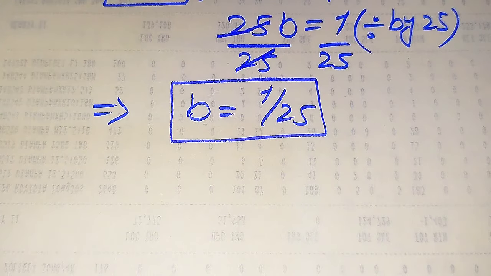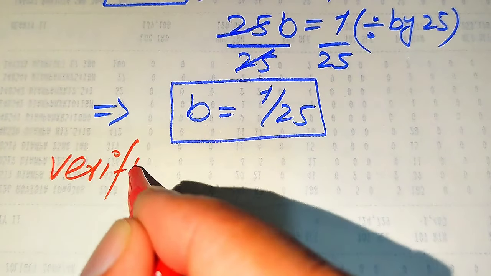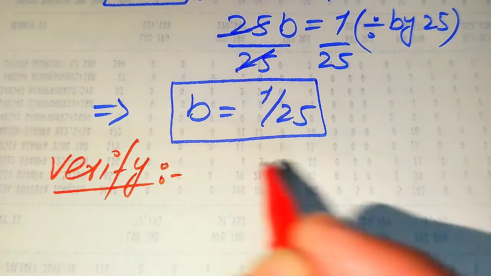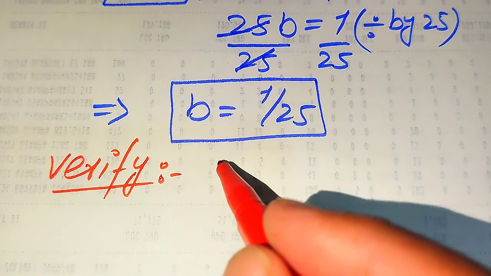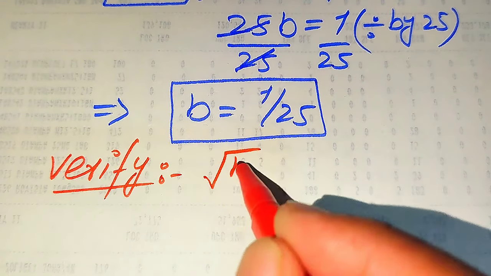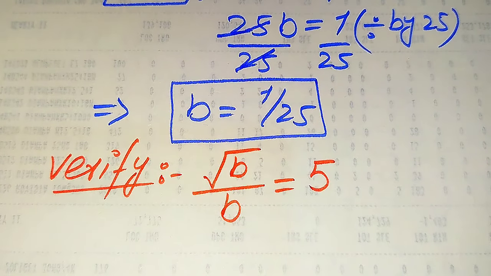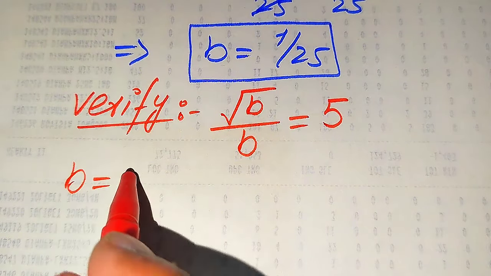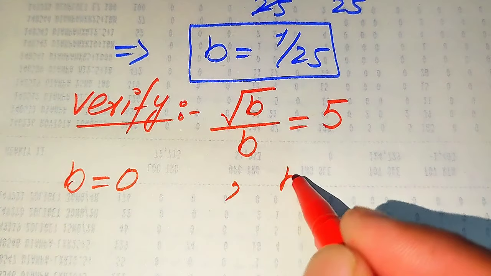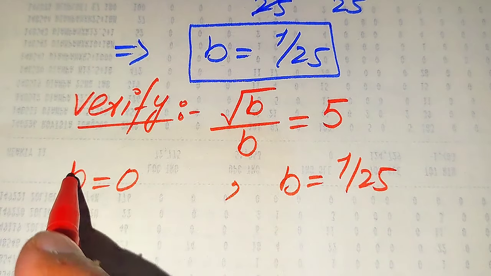And now in the next steps, we need to verify whether both of these roots are solutions, or whether both of these roots are extraneous ones. So for this we need to copy down the given question statement. Here it is square root of b divided by b is equal to 5, and on this side we will verify b is equal to 0, and on this side we will verify b is equal to 1 divided by 25.